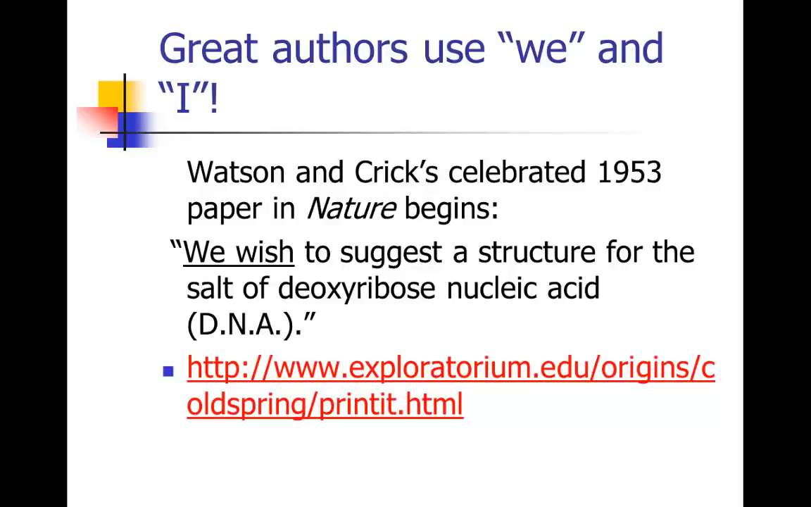And then finally, I can point you to some examples of great papers that did use we and I. And so here's a great example, Watson and Crick's celebrated 1953 paper in Nature, where they give the structure for DNA. The very first sentence of that paper begins, we wish to suggest a structure for the salt of deoxyribose nucleic acid. So they start right off with the we. And this is a great paper to look at if you have a chance. I've put the link in here.